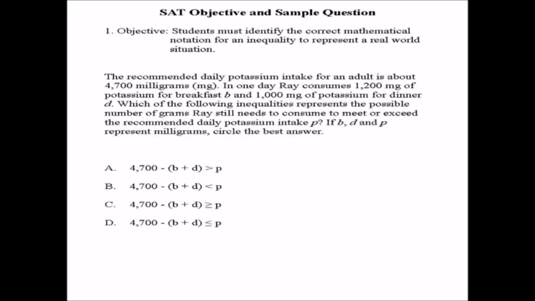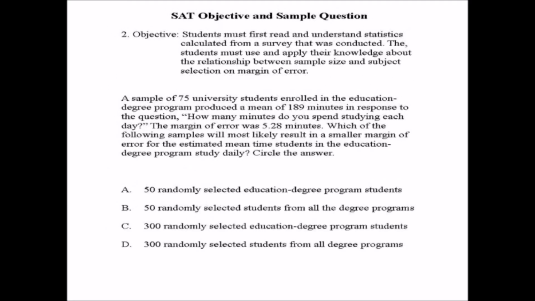So you have A, B, C, or D. The first one is 4,700 minus (B plus D), and that's greater than P. The next one is less than P. The next one is greater than or equal to P, and the last one is less than or equal to P. Circle the correct answer, guys. So go ahead, look at it, and we go on to number 2.